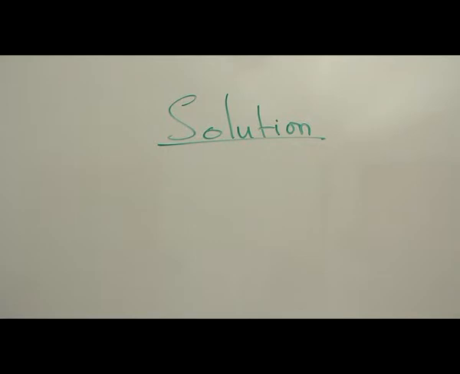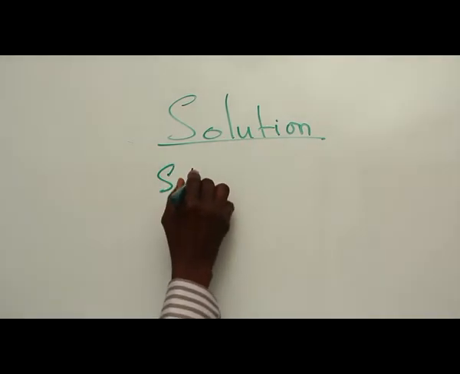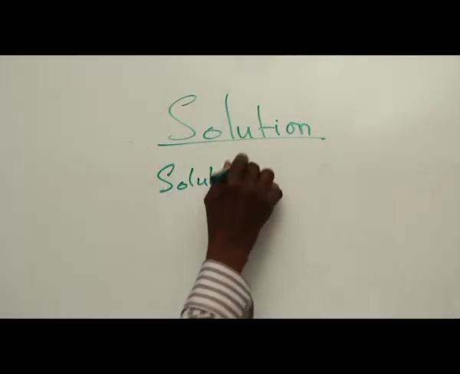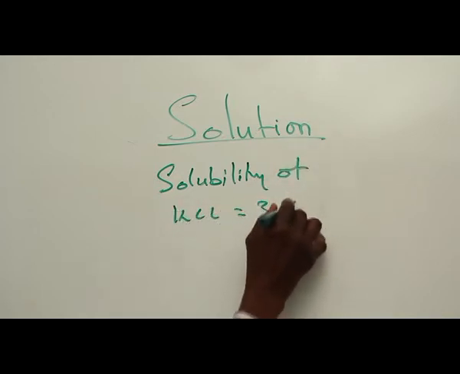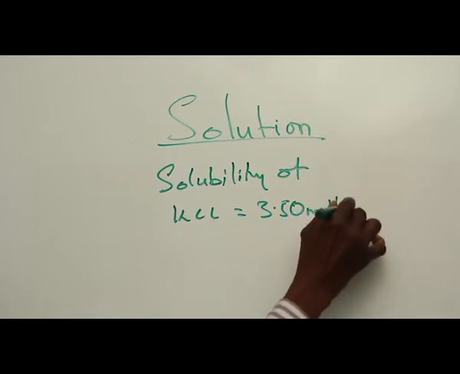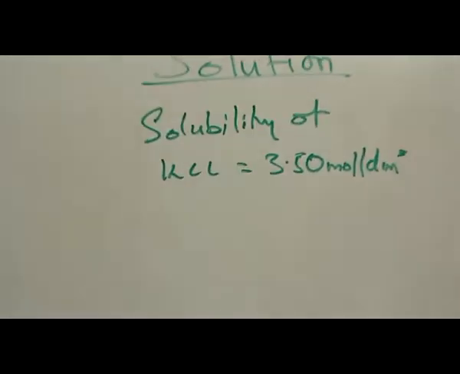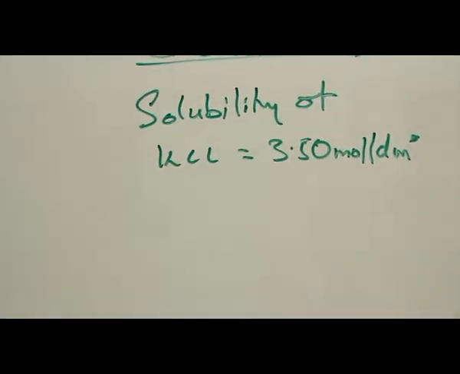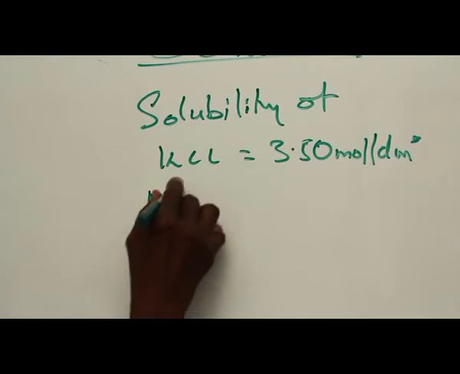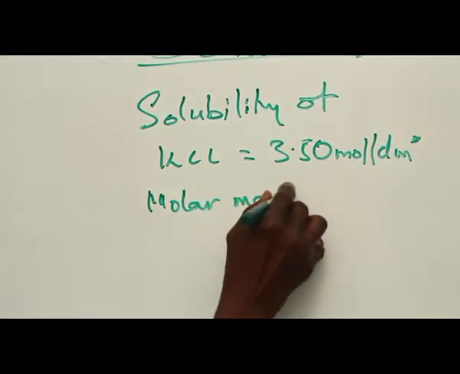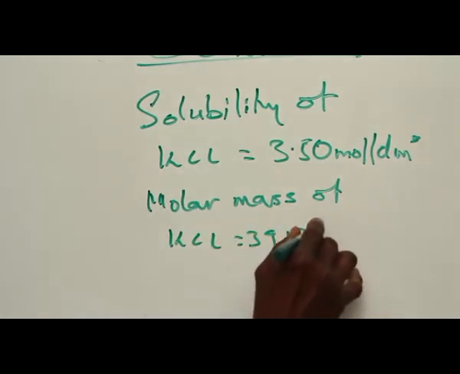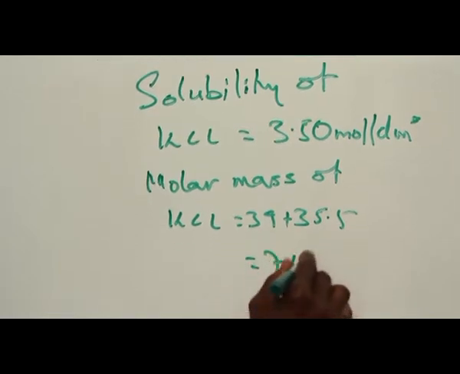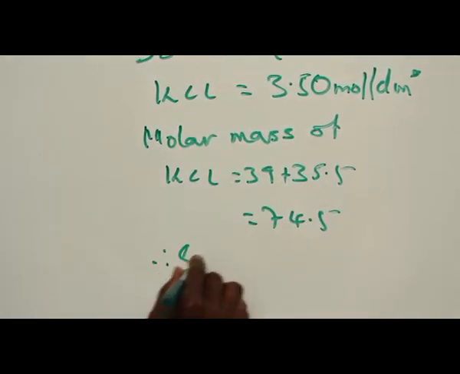From the graph, the solubility of KCl is 3.5 mol per dm cube. So to express this in gram per dm cube, we simply multiply by the molar mass. Molar mass of KCl is 39 plus 35.5, that is 74.5.